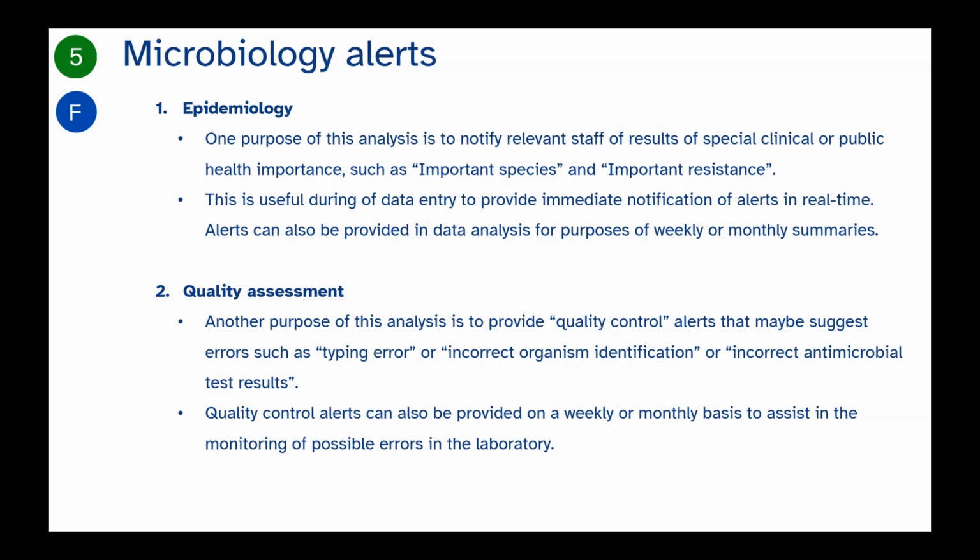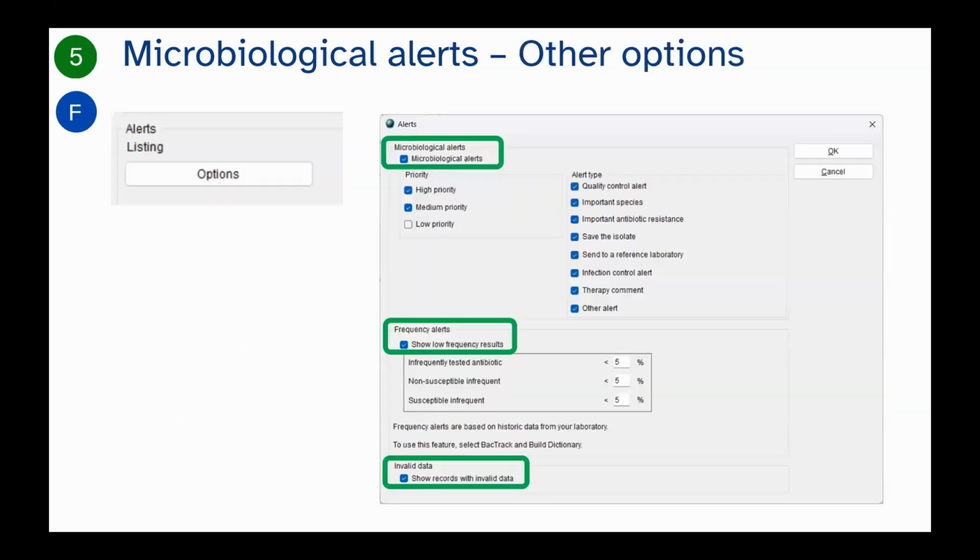From a quality perspective, another benefit are quality control alerts that may suggest errors such as typing errors or incorrect species identification or incorrect antibiotic results. These can be provided on a weekly or monthly basis, and it can be separated by laboratory. So in a national network, you can see which laboratories have which quality issues.